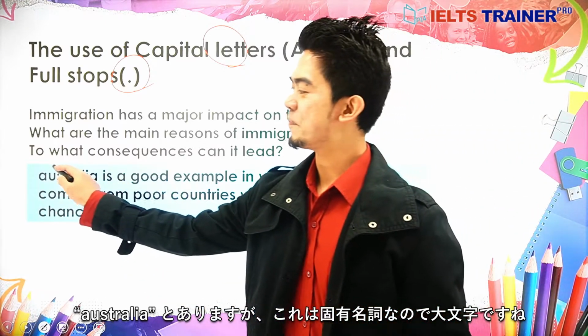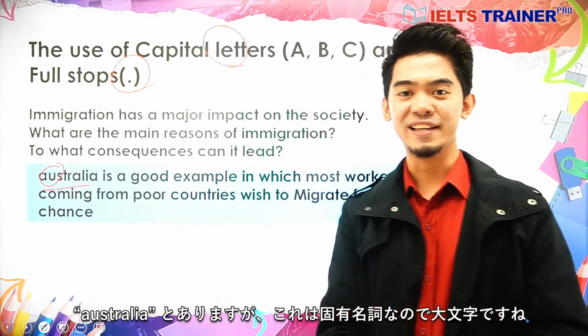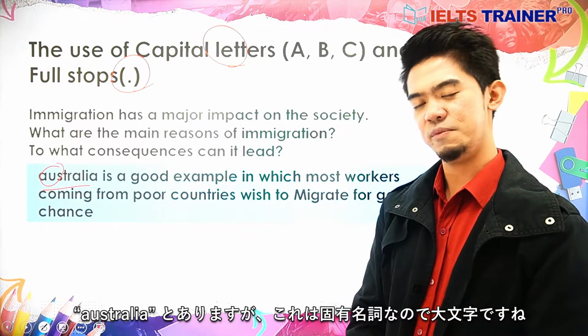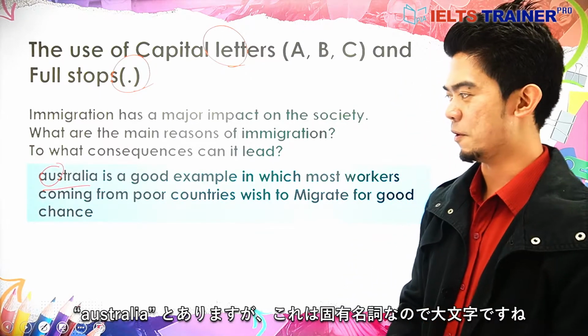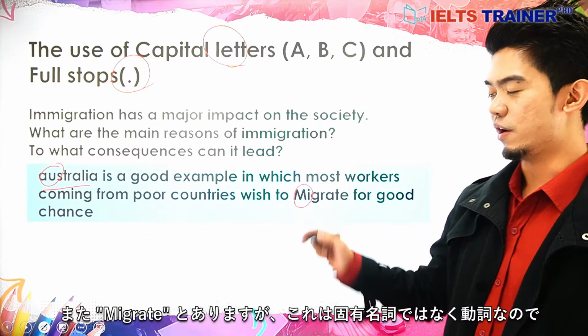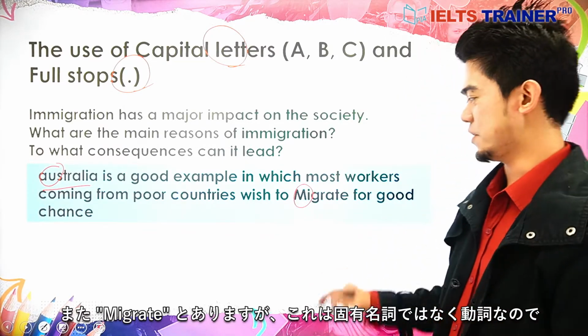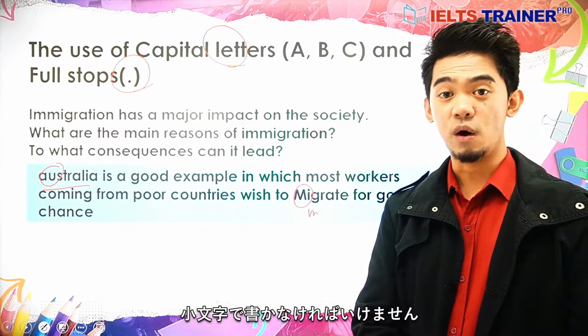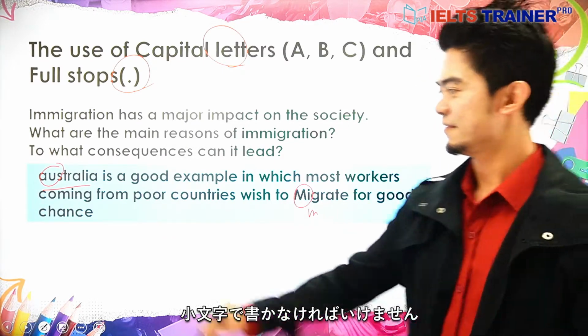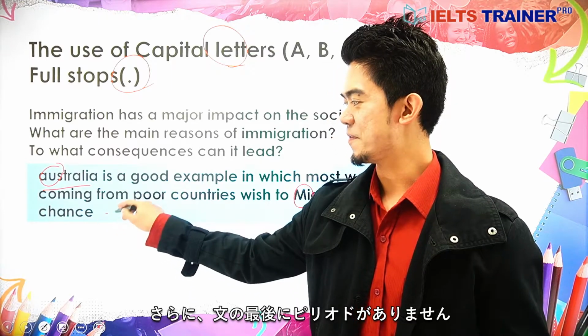Well, basically, we have here Australia. It's a proper noun, so we have to write that in capital letter. Also, we have here the word migrate. It's not a proper noun, it's a verb, so it should be in its small letter. And there's no period here.